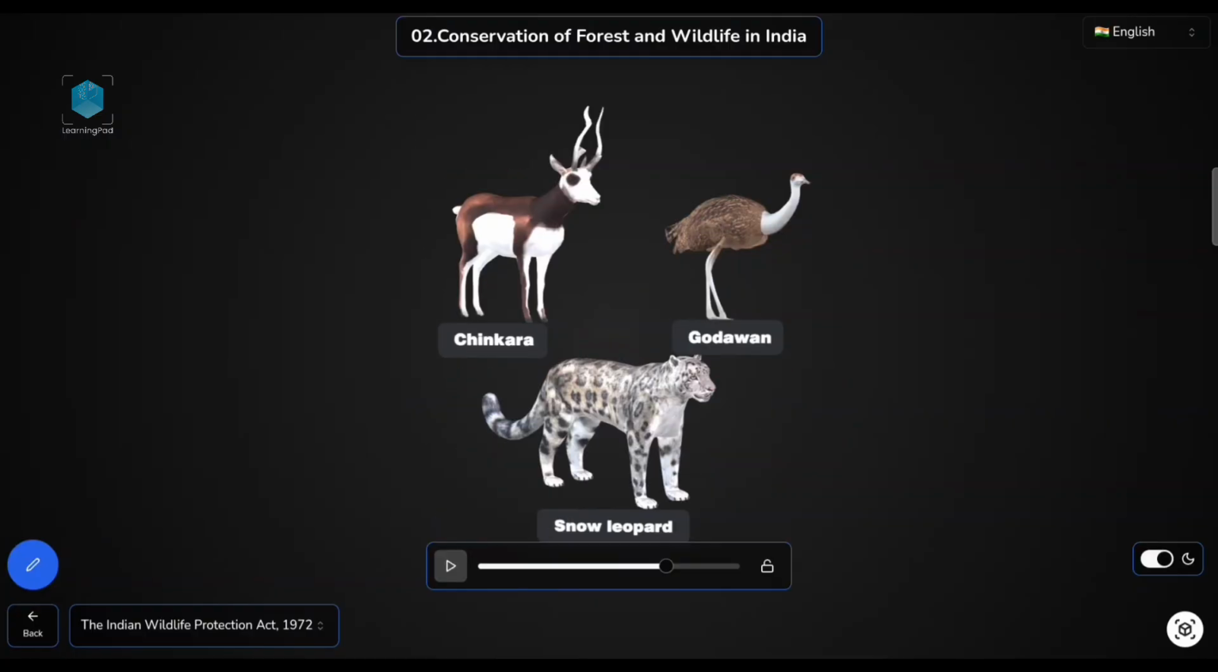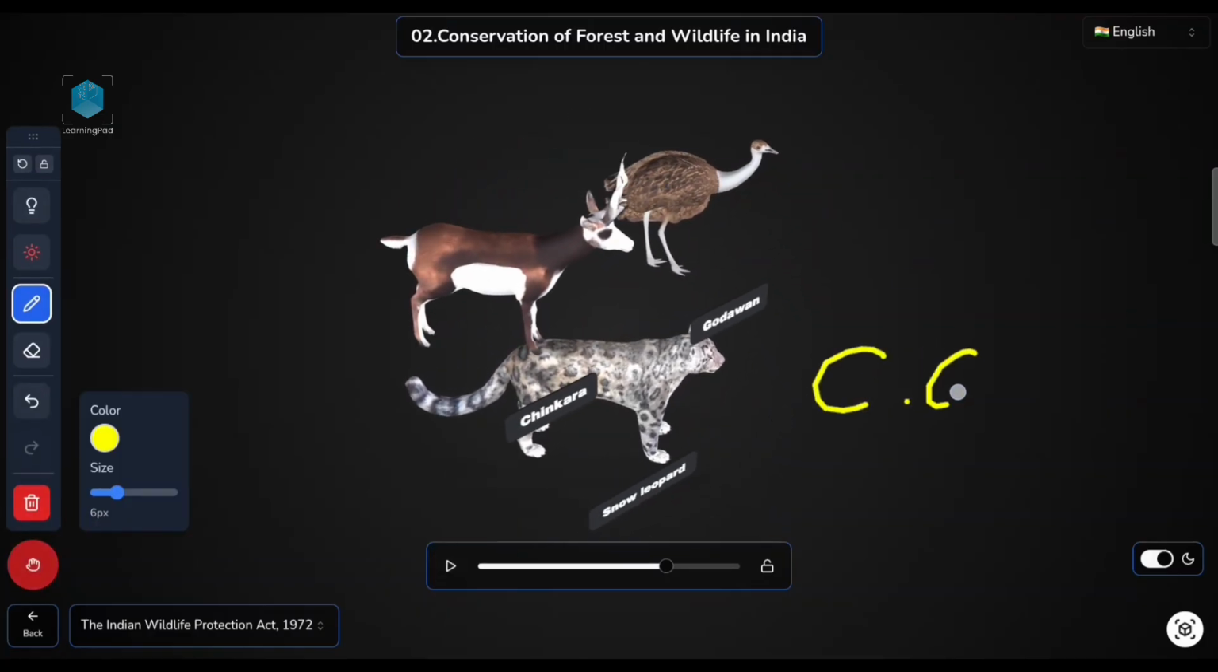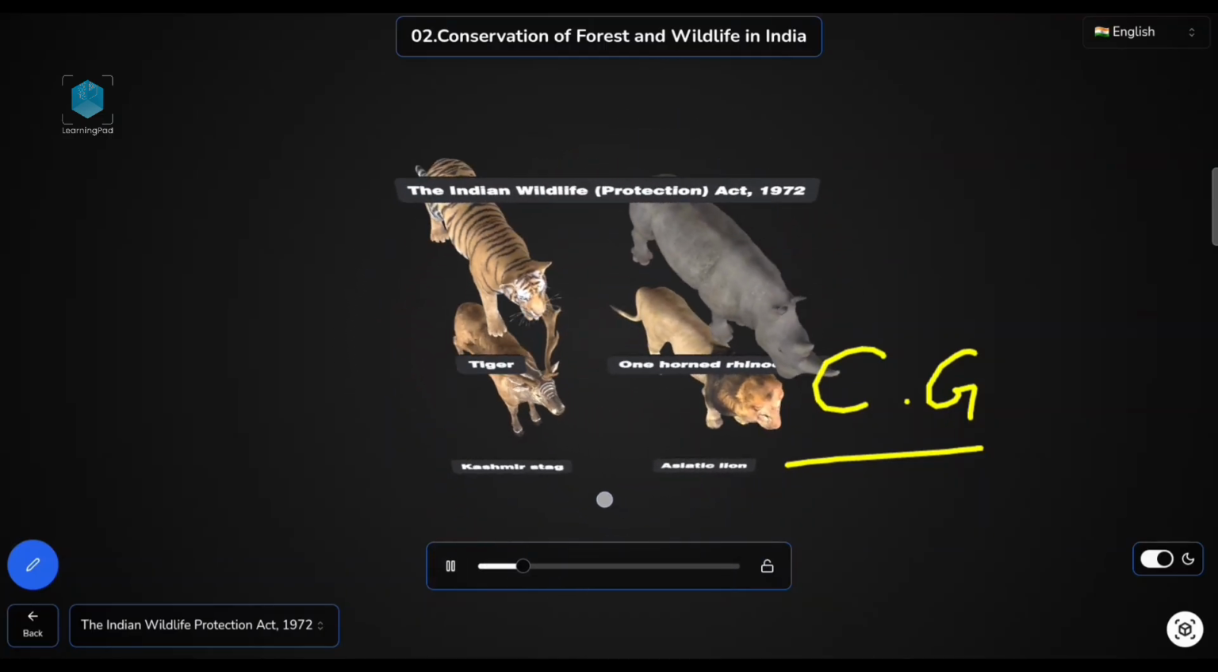Chinkara, Gondwana. So what happened is the central government, I'll write it for you. The central government, what did it do? It has announced several projects for protecting gravely threatened species. That means they are very endangered. So in this list, first of all, we have tiger. Just look at this, we have tiger.